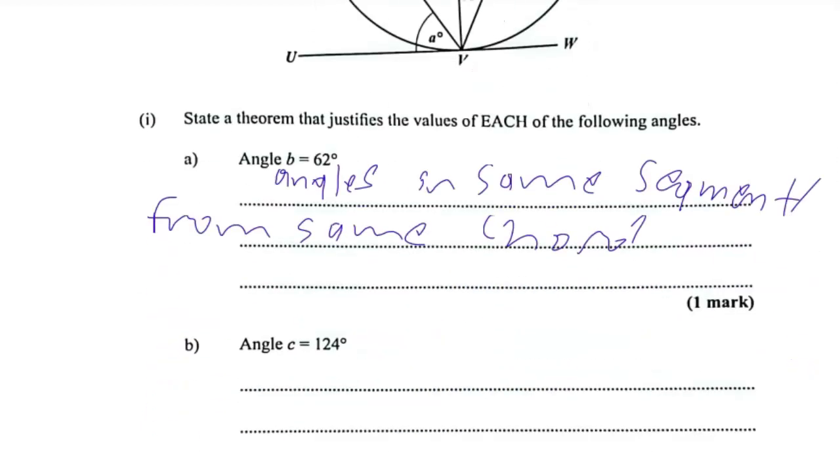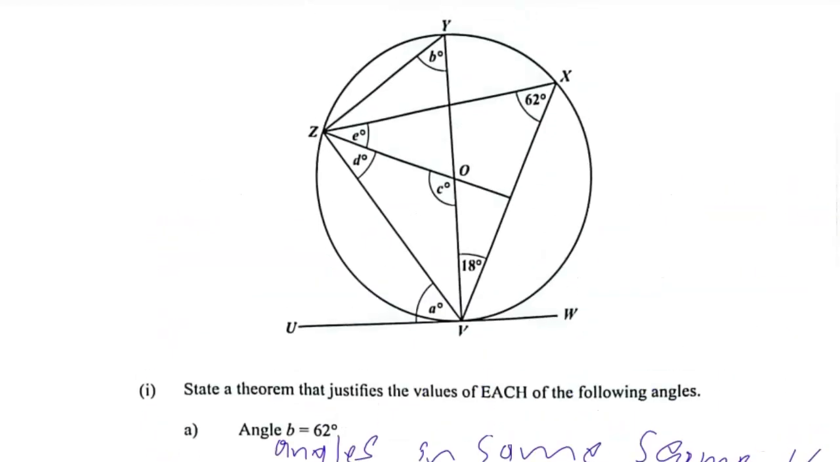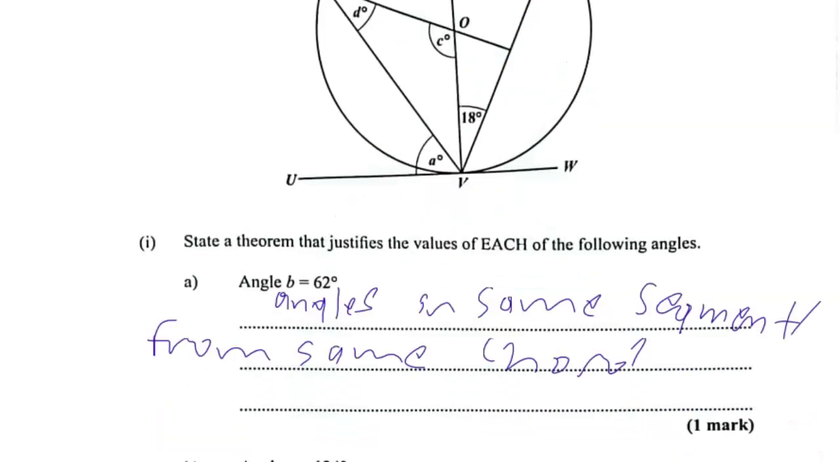Next, angle C, why is it 124? So angle C, again, if you look at ZV, VZ, the angle formed at the circumference is 62. And the angle formed at the center should be twice that. So C is the angle formed at the center from the same chord, ZV. The angle at the circumference is 62, so at the center where we have C, it should be double that, which is 124.